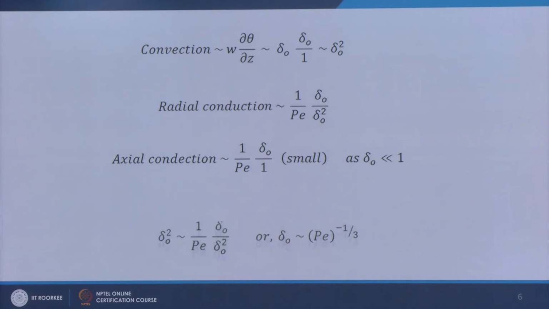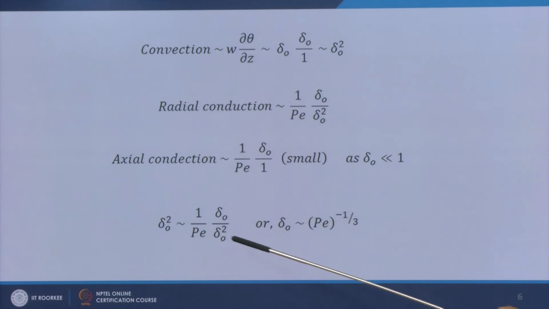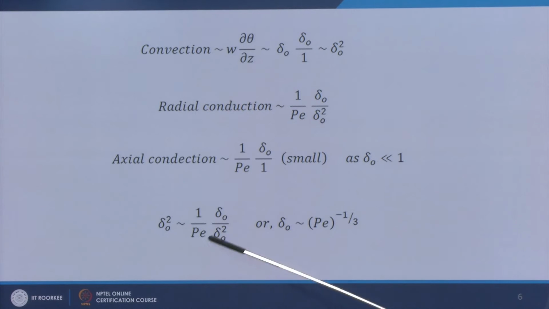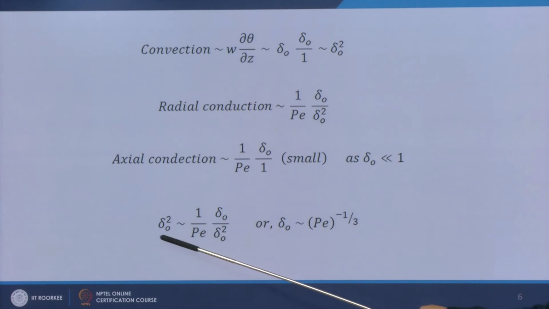Okay, so let us equate the convection order and radial conduction order. So delta naught square, which was the convection order, and 1 by Peclet number times delta naught by delta naught square, which was the radial conduction order. If we equate, from here we can get delta naught is of the order of Peclet number to the power minus 1/3. Okay, so we have got the boundary layer thickness order. It will help us to construct the similarity variable.